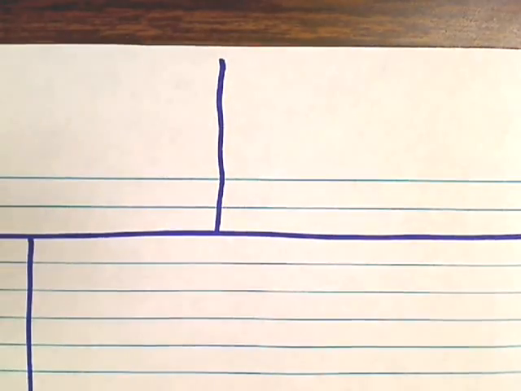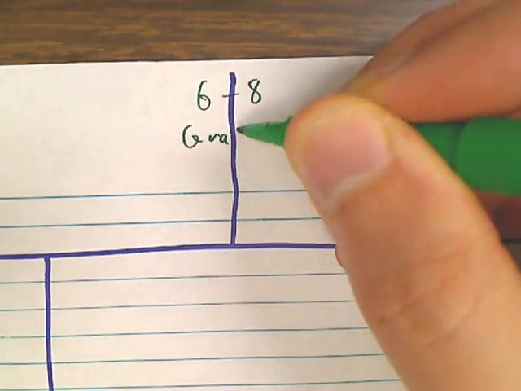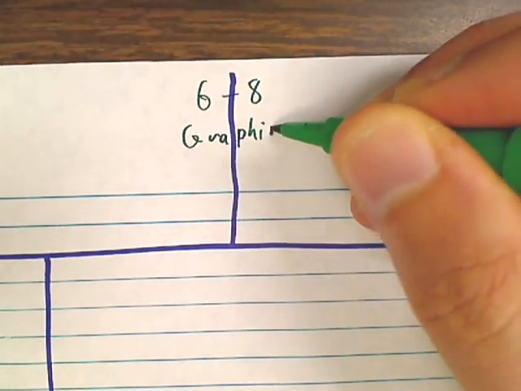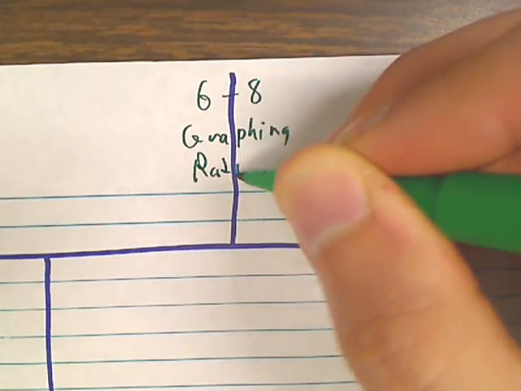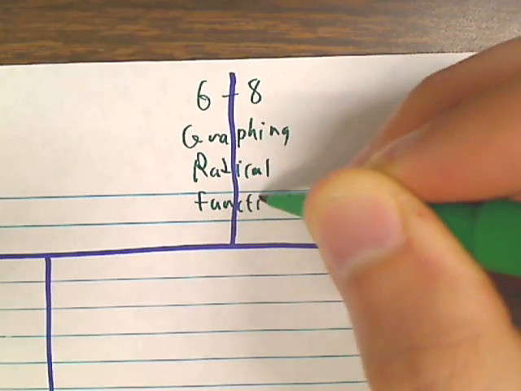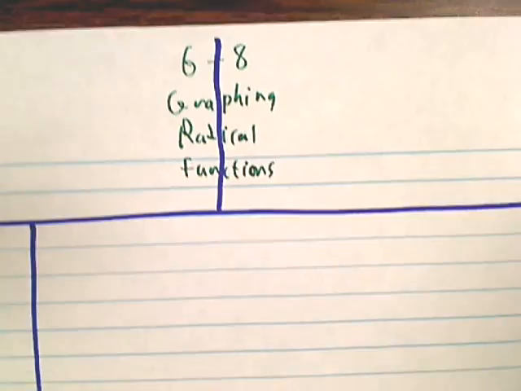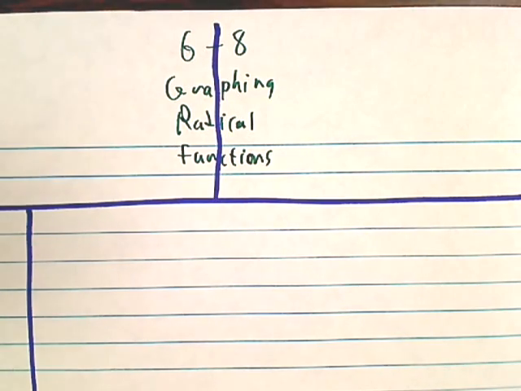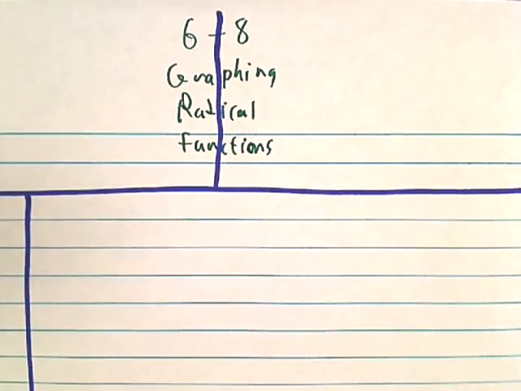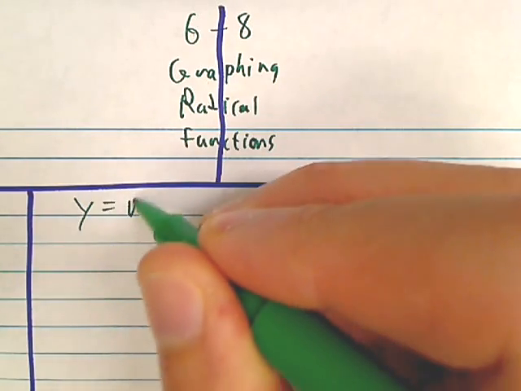All right, so let's look at section 6A, graphing radical functions. We've already done a little bit of this in the square root graph. So let's start with the square root graph, and then we'll see where we're going to go from there. So our square root graph, y equals square root x.